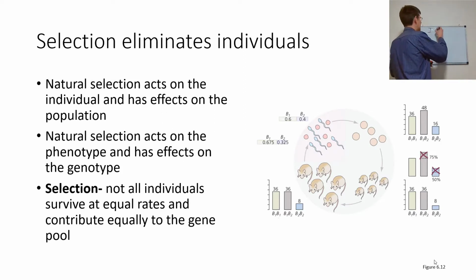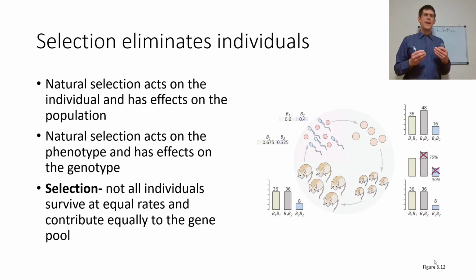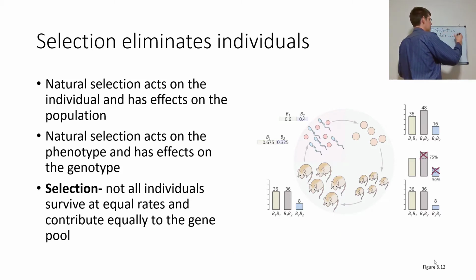Selection, remember, is going to be acting, either natural, sexual, or artificial, to make a population more adapted to the environment in which it is. Natural selection is going to be acting on individuals, and that's important to remember. It acts on individuals, on phenotypes, but the effects can be seen on the allele frequencies and genotypes in the population. Not all individuals are surviving at equal rates, and they are not all contributing equally to the gene pool. That's the very idea of what selection is.